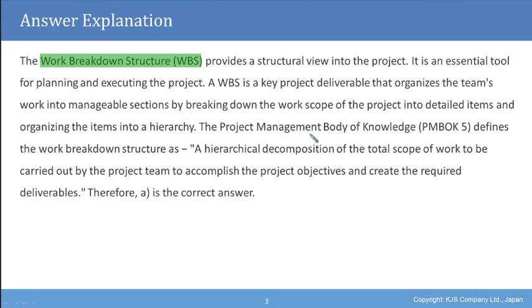The project management body of knowledge, or PMBOK 5, defines the work breakdown structure as a hierarchical decomposition of the total scope of work to be carried out by the project team to accomplish the project objectives and create the required deliverables. Therefore, A is the correct answer.